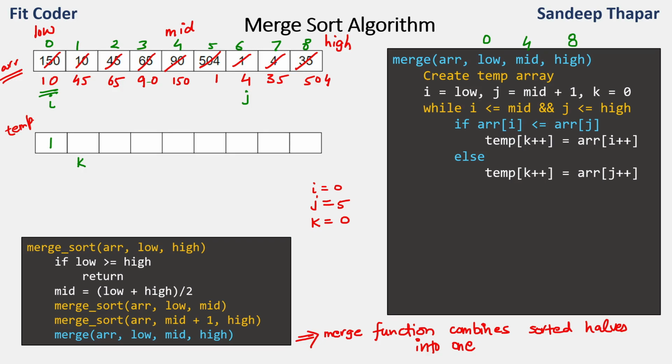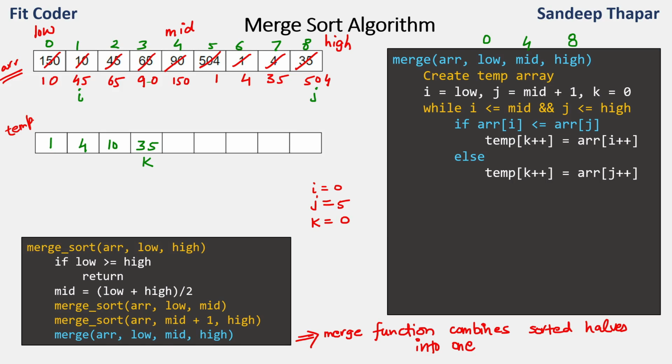Now we again compare 4 with 10. So 4 is smaller, so 4 will come here, and k will be incremented and j will be incremented. So j will come at 35. In the next step, we will compare i and j, so 10 and 35 will be compared. So 10 will come here and i will be incremented, so i will come at 45. And now 35 and 45 will be compared. So 35 will come here and j will be pointing to 504.